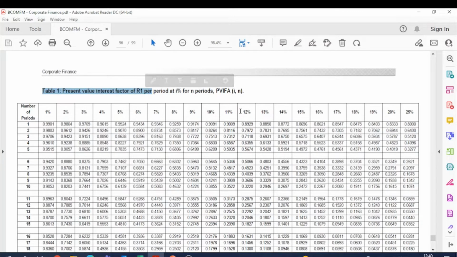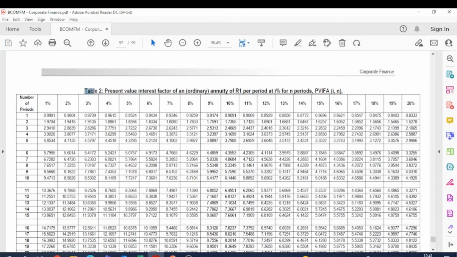Therefore, you look for 12%, which is the yield to maturity in 4 years. Where they meet, you see 0.6355. That's the factor you use against the 4 million. If you go to table number 2, you find it's the present value interest factor of an annuity. Then you go again to 12%, where it meets 4 years.